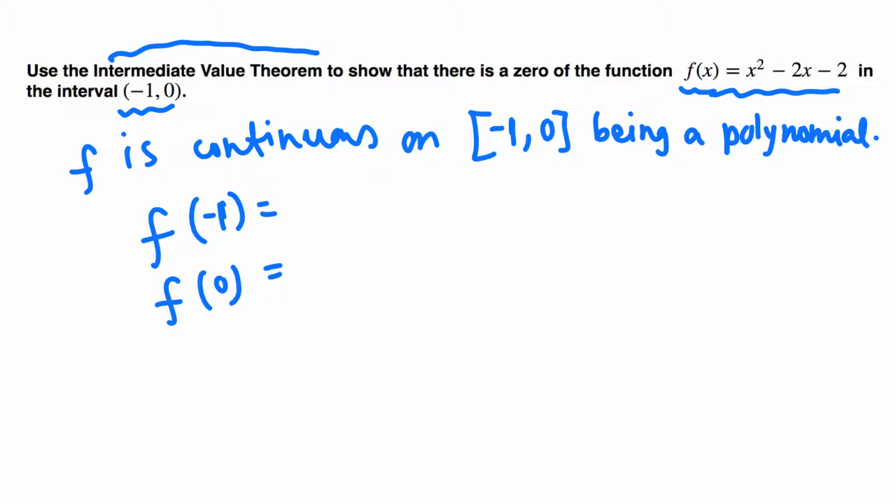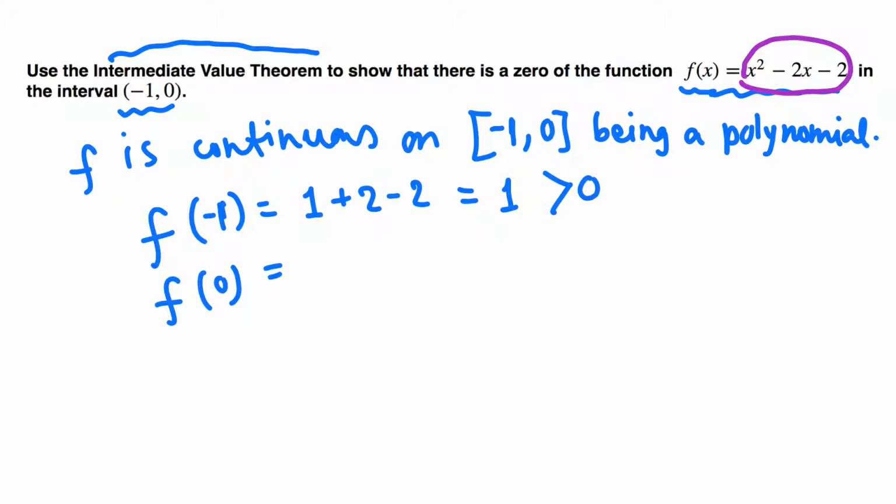So let's evaluate f at -1. All we have to do is plug in here. So (-1) squared, +1, minus 2 times -1, +2, minus 2. So this is just 1, which is positive. So this value is above the x-axis.